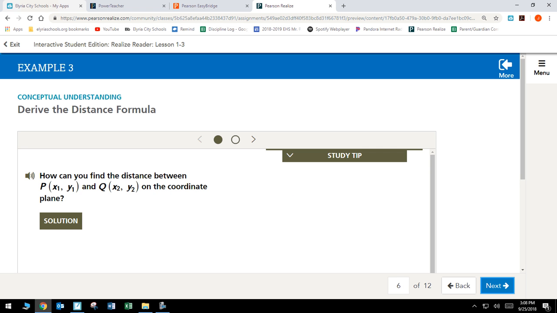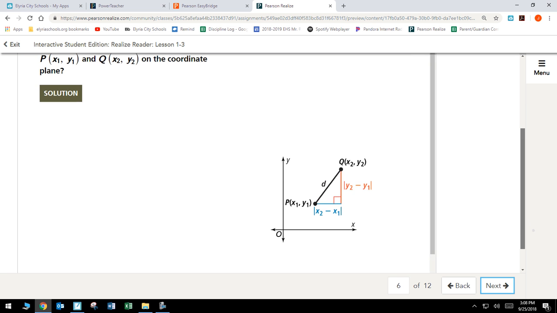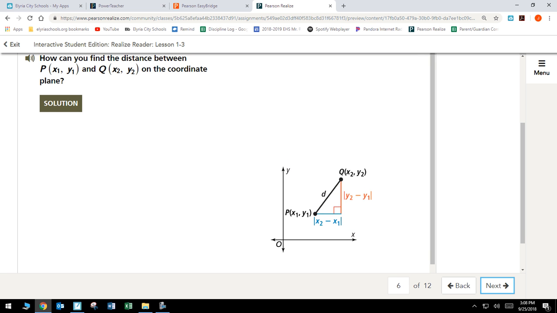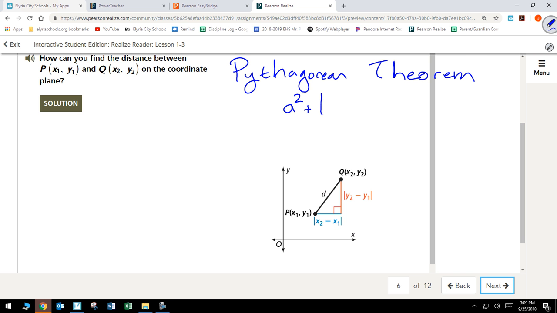Now we're going to look at the distance formula. Now the distance formula is derived from another famous theorem that you may have heard of at this point, called the Pythagorean theorem. Which says a squared plus b squared equals c squared.